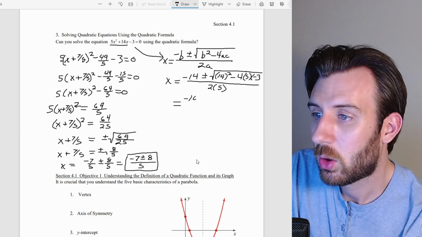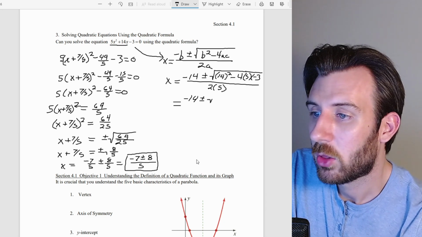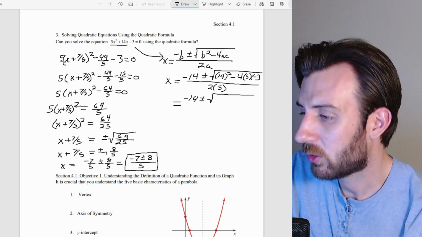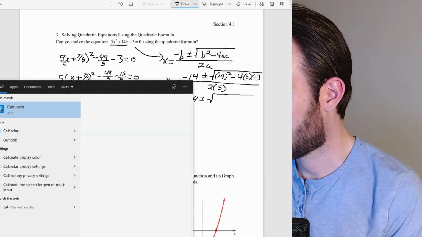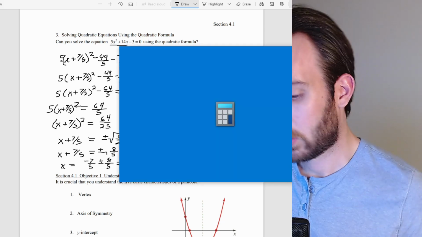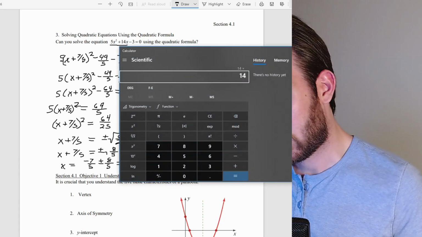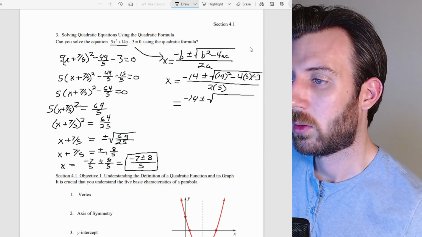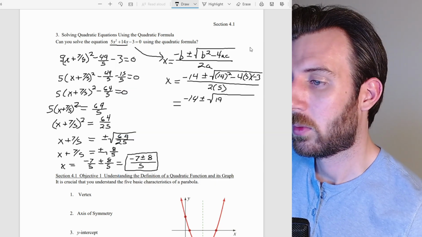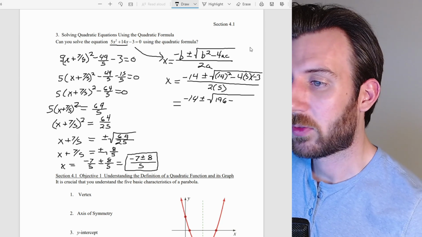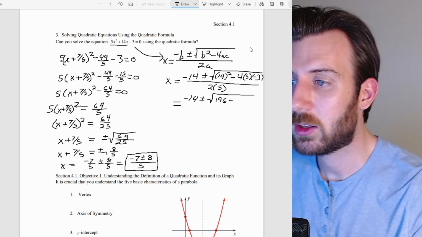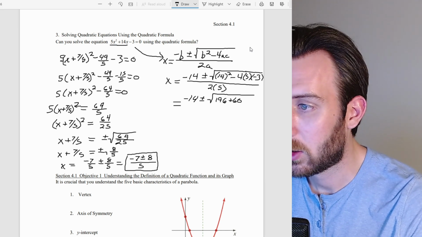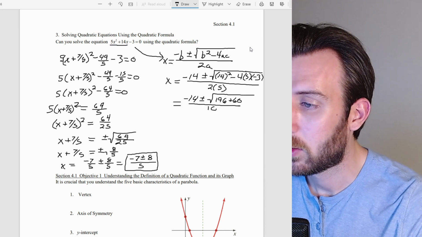Negative 14 plus or minus the square root 14 squared. Let's go ahead and throw that into our calculator. So it's going to be, what, 14 times 14 gets me 196. Minus 4 times 5 times negative 3. 4 times 5 is 20. Times negative 3 gets me negative 60. A negative 60 would be a positive 60. And then at the bottom, you're going to have a 10.